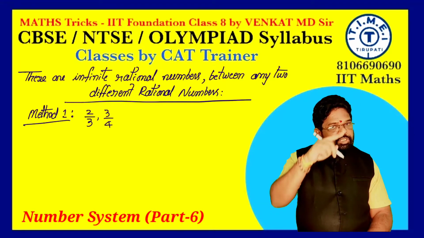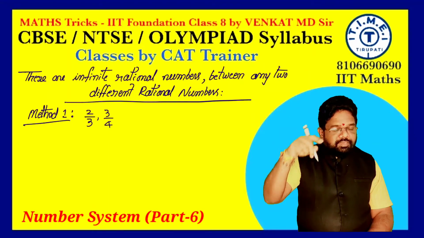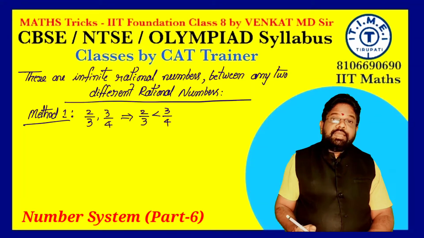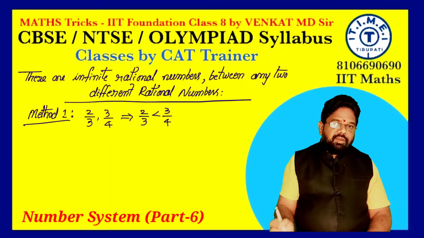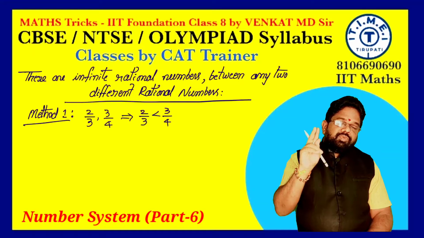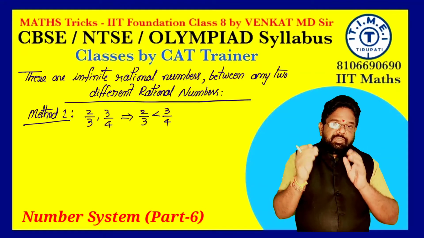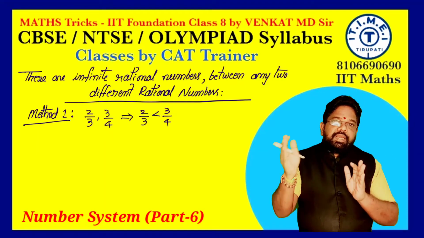Now by comparing these two: 2 times 4 is 8, 3 times 3 is 9, so 8 is smaller than 9. From this, what do we say here? 2 by 3 is less than 3 by 4, clear? Why? 8 is less than 9, so 2 by 3 is smaller. Now between these two rational numbers, we can arrange one rational number that lies between them, meaning greater than 2 by 3 and less than 3 by 4.